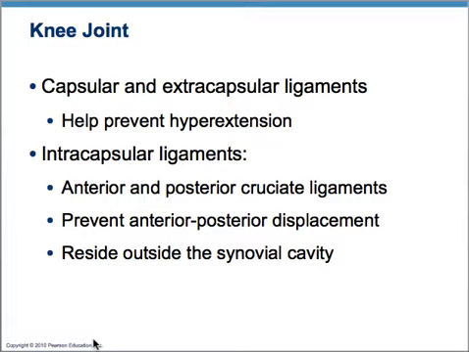The intracapsular ligaments are the anterior and posterior cruciate ligaments, or our ACL and PCL. You've probably all known someone in your life who has torn their ACL. It's a very common knee injury. This prevents anterior and posterior displacement, so moving the knee forward and backward irregularly, and they reside outside of the synovial cavity, so outside the joint itself.